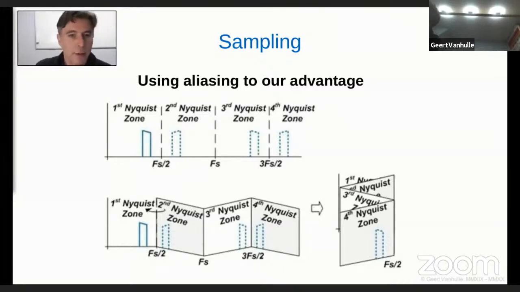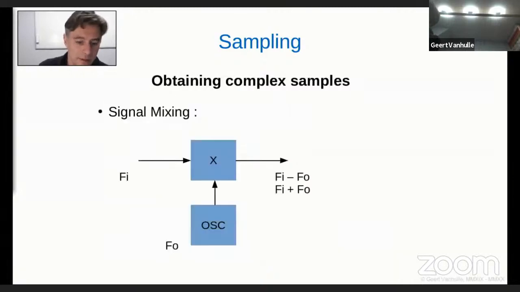So now we have said something about the sampling of high frequencies, but we still need to address how to obtain complex samples. For that, we start with ordinary mixing. In ordinary signal mixing, we have an incoming signal going into a mixing stage, and this mixing stage receives a signal from a local oscillator. What is typically happening in a mixing stage is that it will produce mixing products, being, for example, the input frequency minus the local oscillator frequency and the input frequency plus the local oscillator frequency.